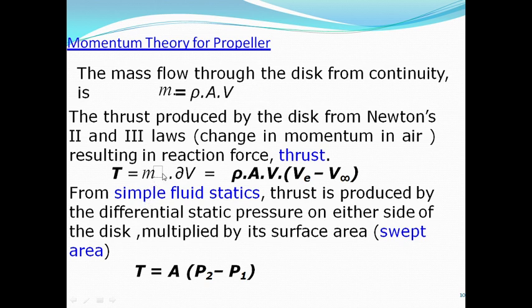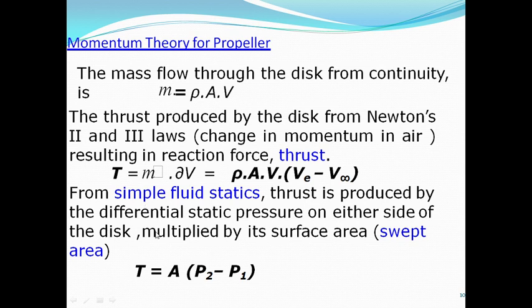And the thrust produced by the disc: this is the mass flow rate and this is the momentum change. We all know from Newton's second and third law that force is proportional to the rate of change of momentum. Rho A V is the mass flow rate, and this is the exit velocity and this is the inlet velocity. So mass flow rate times the velocity gives the momentum change per unit time, as the mass flow rate contains the per second, so ultimately it gives the rate of change of momentum.